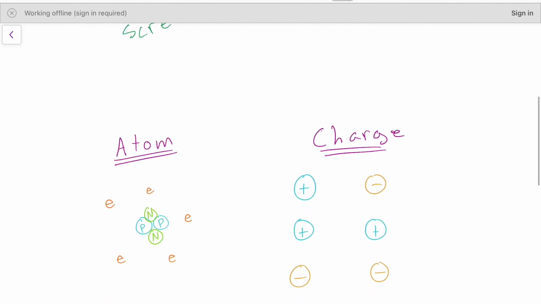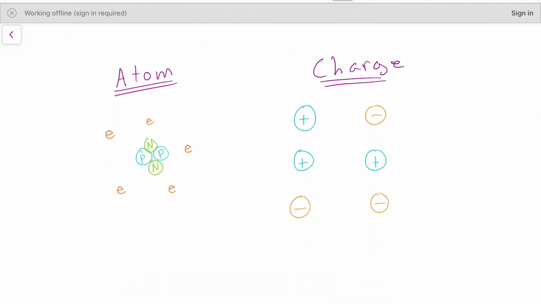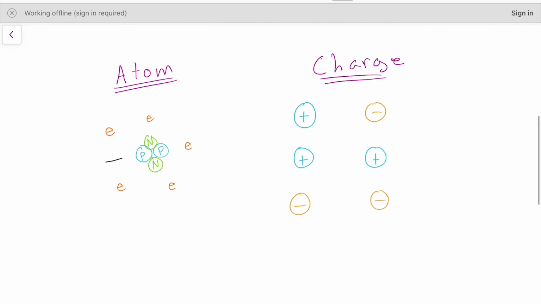To understand static electricity, we need to understand the basic structure of an atom. And if you recall from chemistry, we have three basic atomic particles. The first being the proton, which is in the nucleus. The next being the neutron, which is also in the nucleus. And then there's the really tiny electrons that orbit the outside of the nuclei.